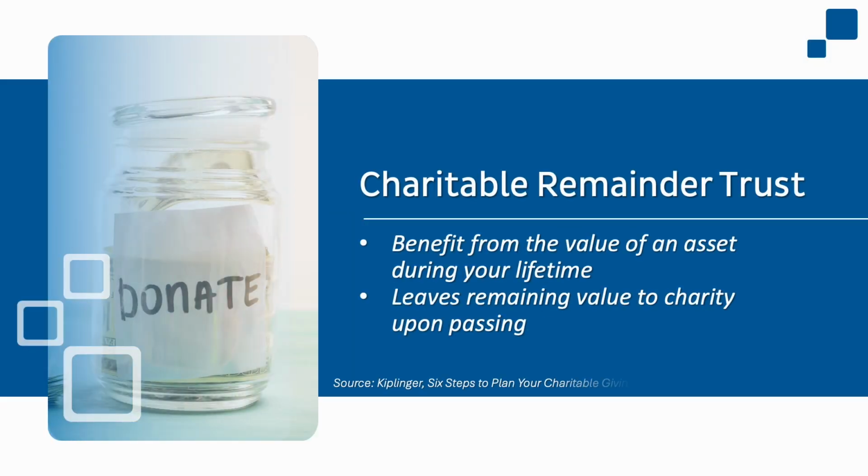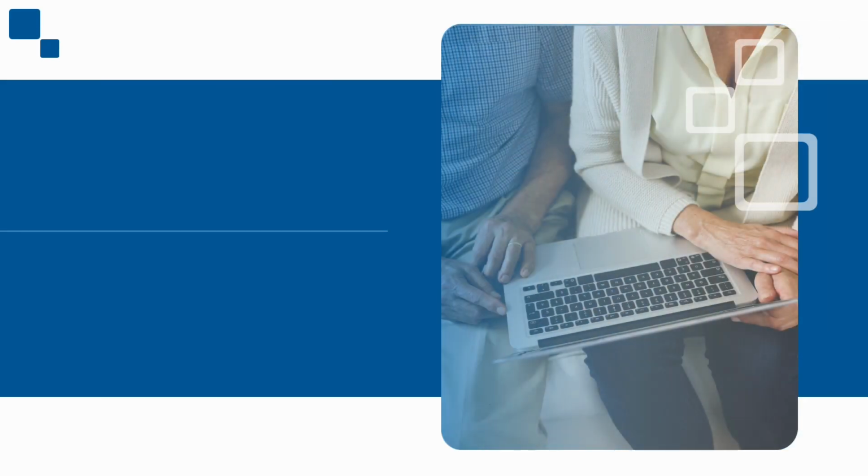You can build your gifting strategy into your estate planning as well. You may want to name charities in your will or even set up a charitable trust. A charitable trust allows you to benefit from the value of an asset during your lifetime, but leaves the remaining value of that asset to the charity upon your passing. You get a tax deduction now for a portion of the value of the asset when you set up the trust. Step 6, vet your charities.